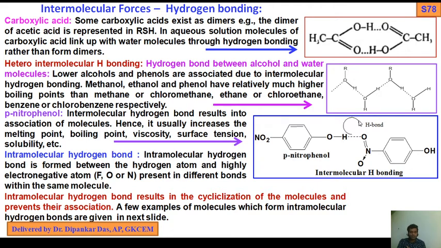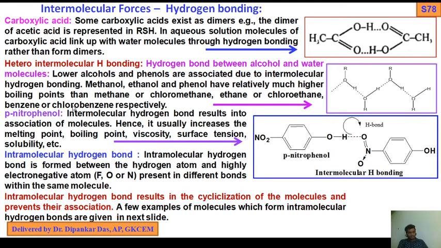So what will happen? This is a water molecule, and this water molecule has two hydrogen atoms. Now this hydrogen of alcohol, which is already attached to the more electronegative oxygen by a covalent bond, forms a hydrogen bond with another more electronegative oxygen of a water molecule, and this process is continuous. So this is the formation of hetero-intermolecular hydrogen bonding between alcohol and water molecules.